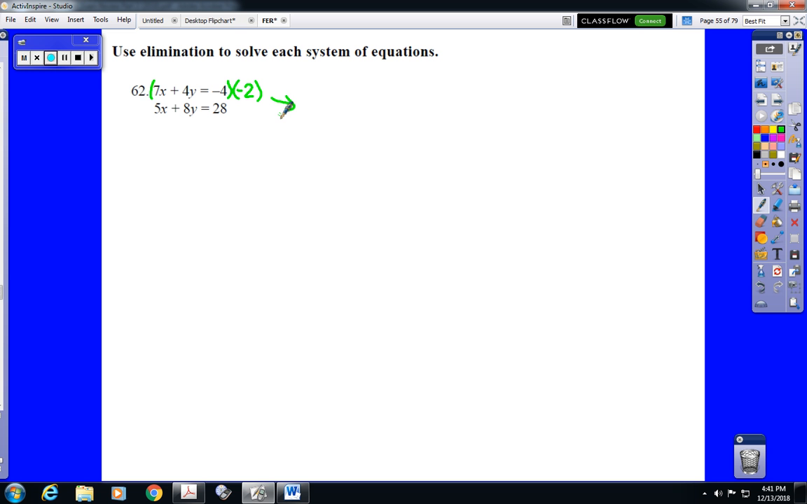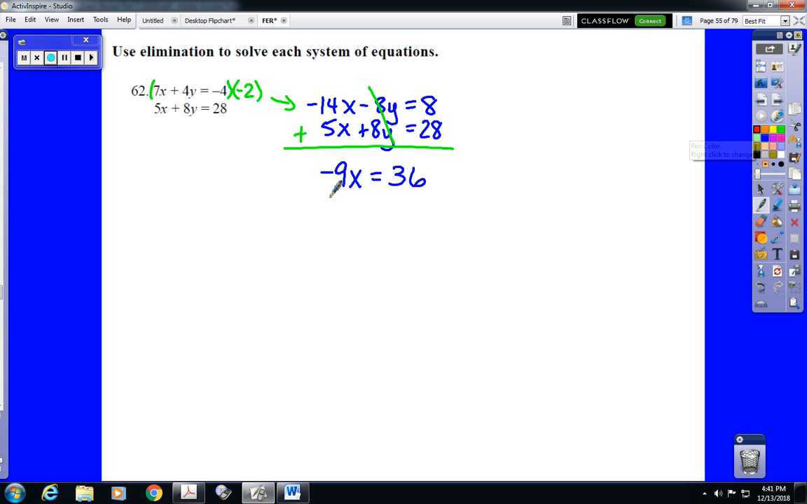That would give me negative 14x minus 8y equals 8 for the first equation, and 5x plus 8y equals 28 for the second equation. I would then add those equations together. Y would drop out, and I would be left with negative 9x equals, and this would be what, 36? Divide by negative 9. And we get x equals 4, which is half of our answer.